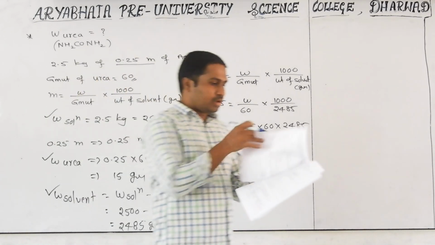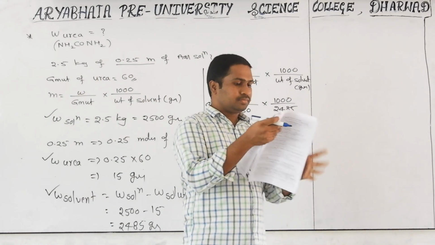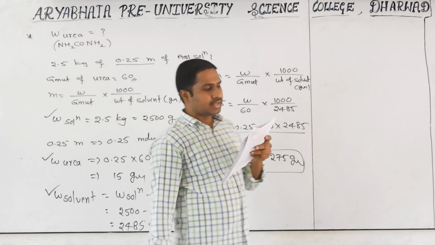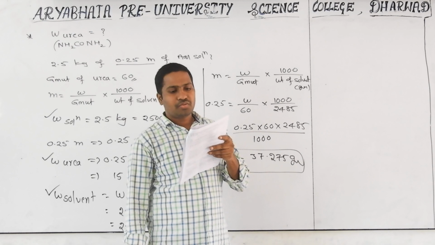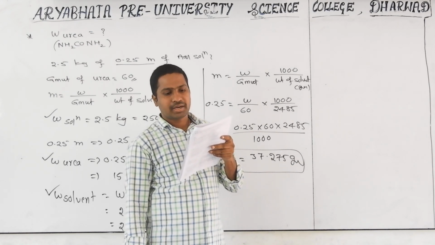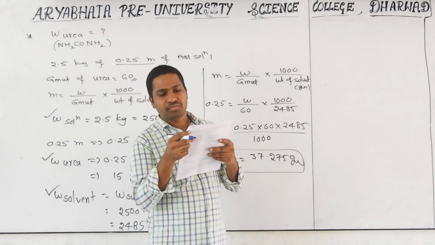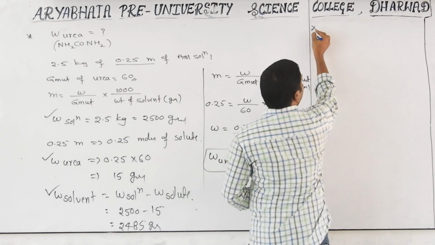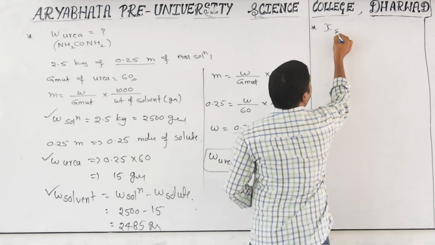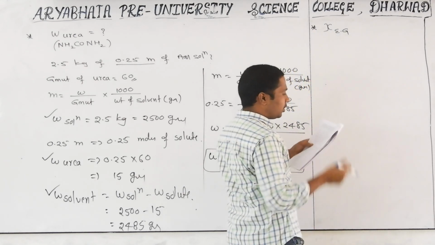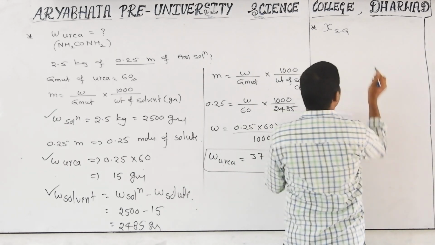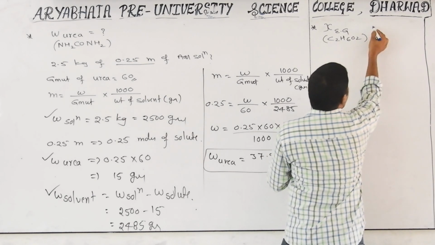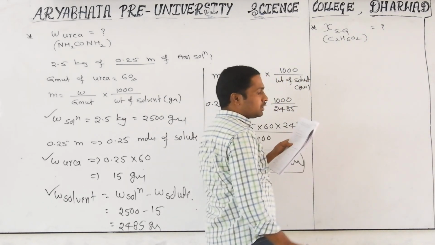Now, we are going to one more problem. Listen carefully. Now, we are coming into a mole fraction related problem. What is asking? Calculate the mole fraction of ethylene glycol in a solution containing 20% of ethylene glycol by mass. Yes, you see carefully. Next question is asking mole fraction of ethylene glycol. Formula is also mentioned, it is C2H6O2.